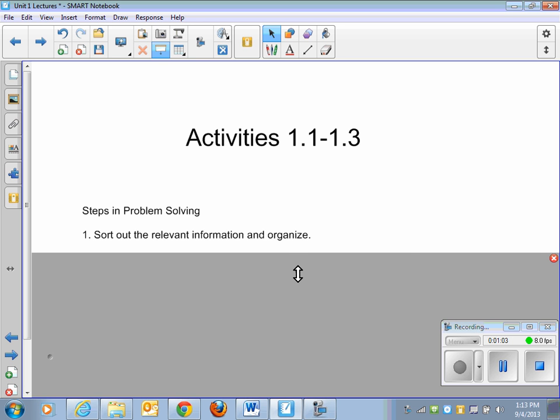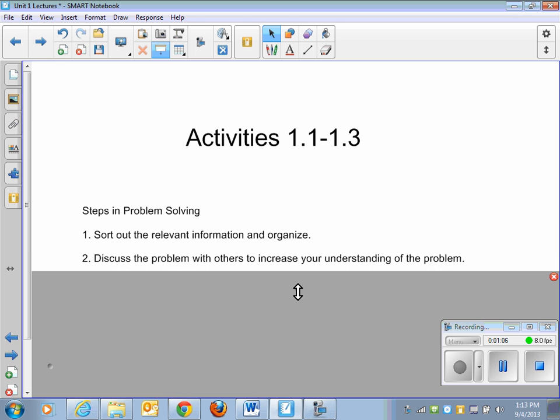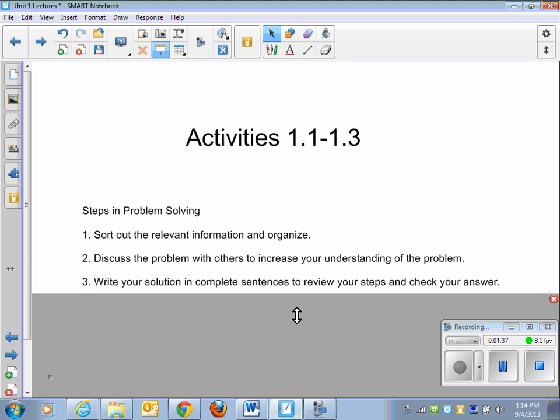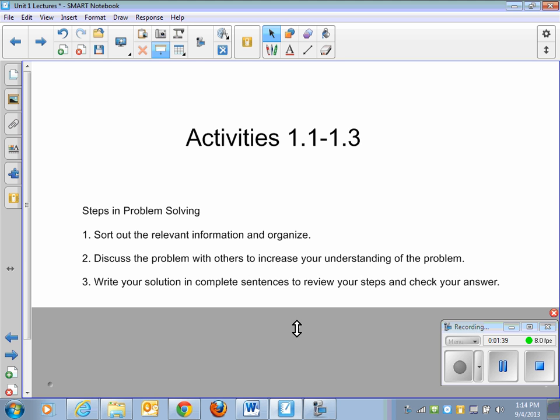Okay. Next, you have to discuss the problem. Okay. We're in groups for a reason. The reason we're in groups is to be able to talk to one another about these word problems. You may have one idea of what the problem is asking, and one of the other people in your group may have a different idea completely. But if you come together and discuss your ideas, you may get a deeper understanding of what it's really asking in the problem.